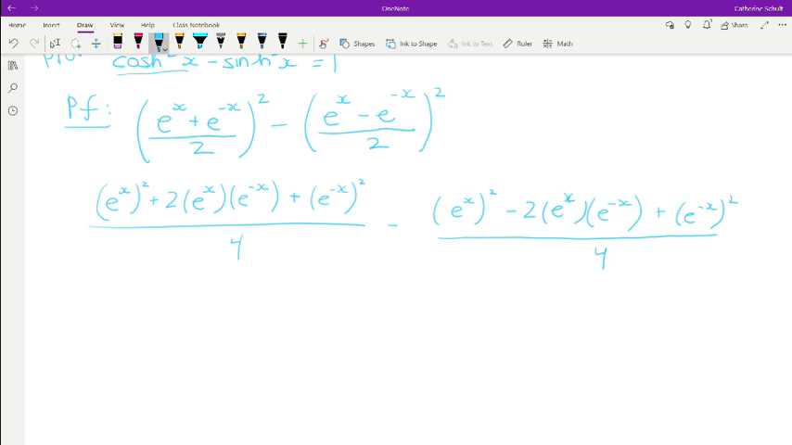Okay, so let's clean everything up. This is going to be e to the 2x, right, our multiplication rules. When we're multiplying the same base, we add up the exponents. x minus x is 0, e to the 0 is 1, so 2 times 1 is just 2. And this is going to be e to the negative 2x, okay? And then similar thing over yonder, e to the x. This is essentially, a number times its inverse is 1.